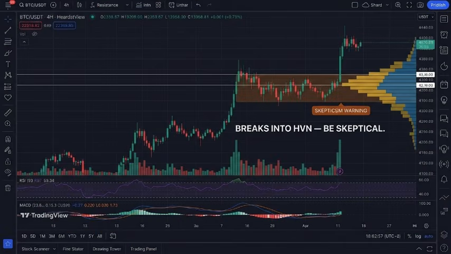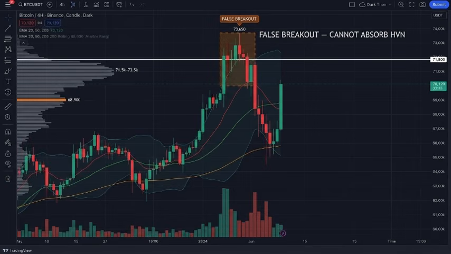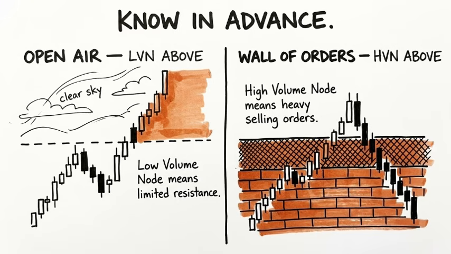If price breaks above a level but immediately enters a major HVN above it, be skeptical. That high volume above is going to create friction, slow the move, and potentially push price back below the breakout level. False breakouts frequently occur when price breaks into a large HVN it cannot absorb, stalls, and reverses back below the key level. Volume profile tells you in advance whether the breakout is entering open air or a wall of resting orders.